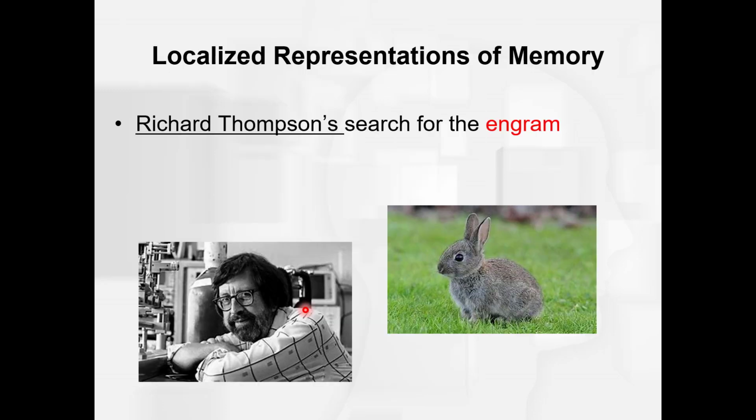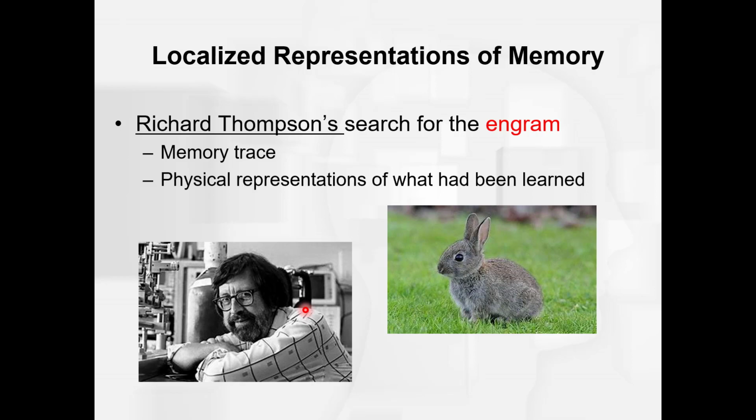So in the previous video, you saw Richard Thompson's search for the engram. And the engram is a memory trace. This memory trace, or this engram, is a physical representation of what's been learned. And so while your book talks about how Lashley searched for this memory trace through the cortex and was unsuccessful, Thompson came along years later and looked more specifically in an area called the cerebellum.